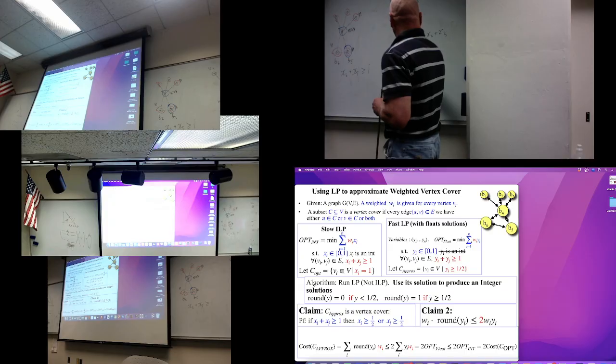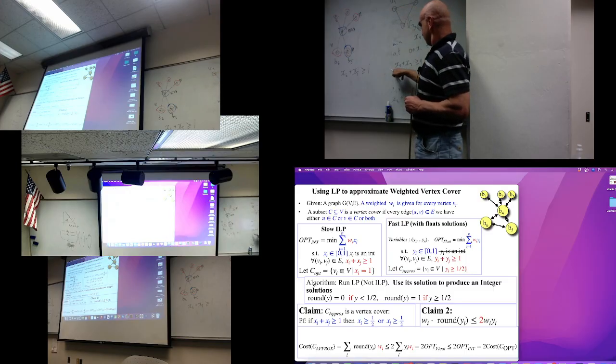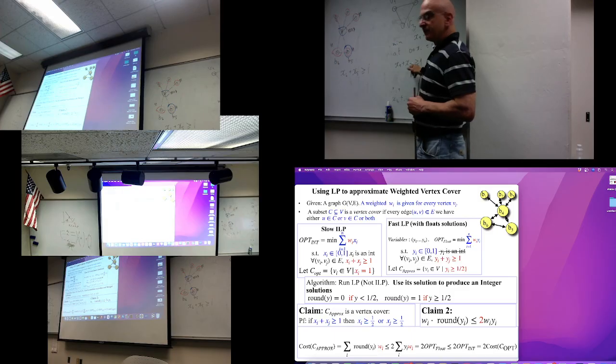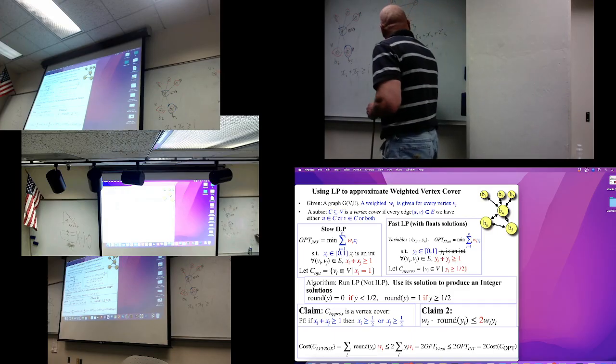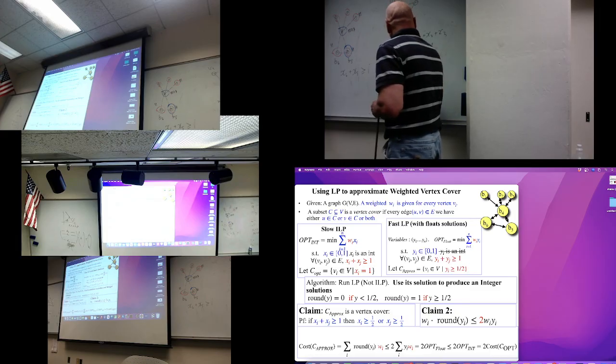x1 plus x2 should be larger or equal to 1, meaning that either this vertex is picked or this vertex is picked, but x1 plus x2 is at least 1. Similarly, x1 plus x3 larger or equal to 1, and x2 plus x3 larger or equal to 1.